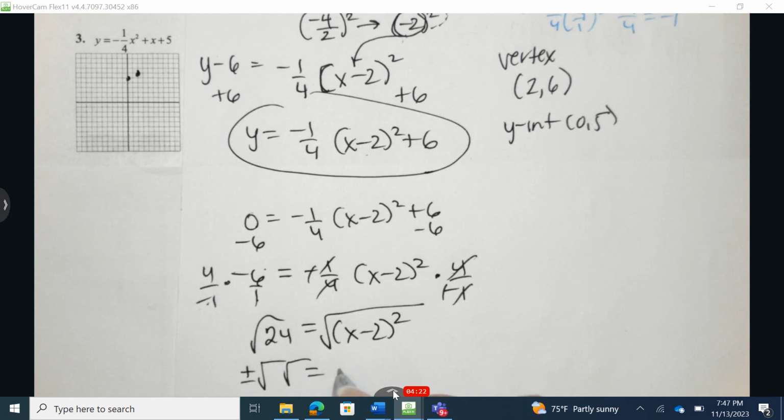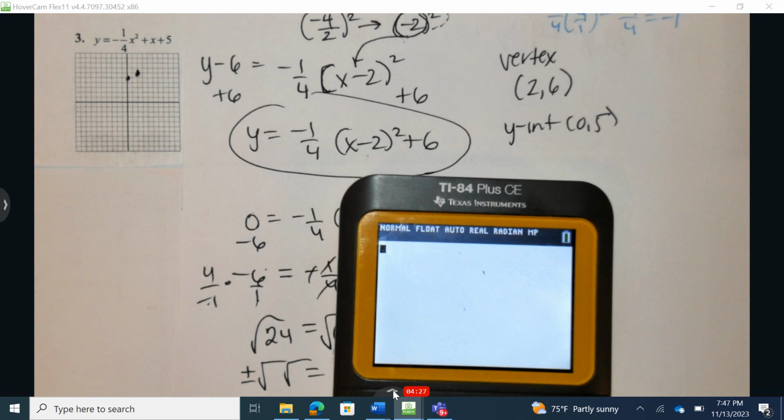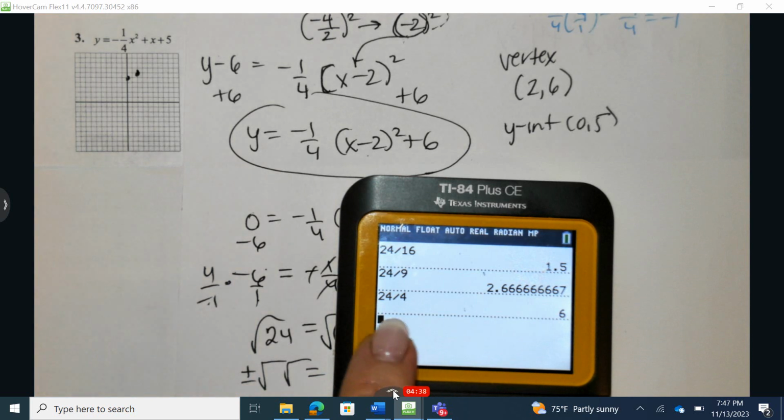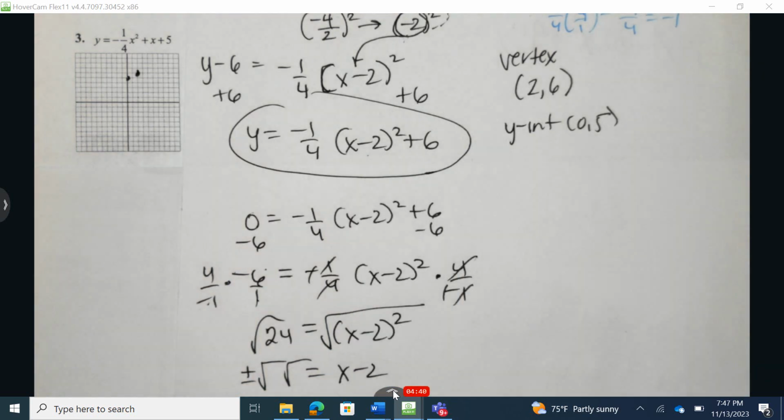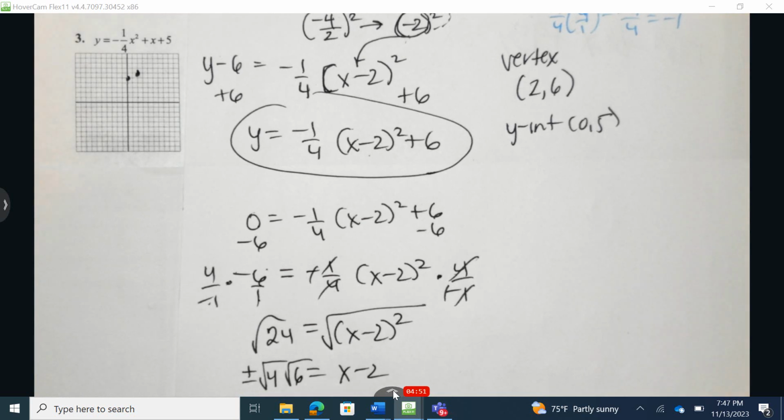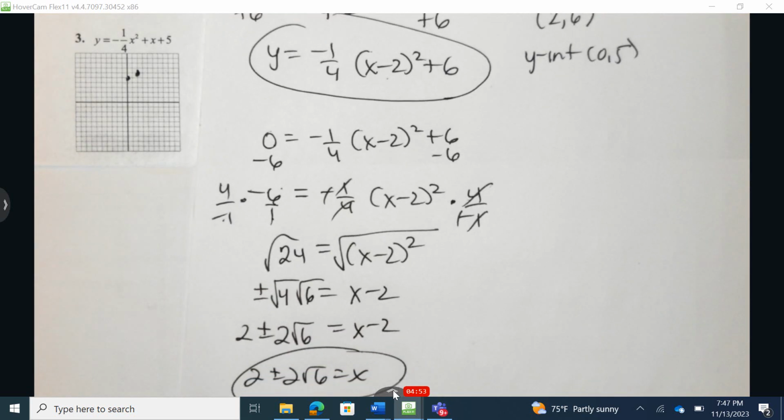And now I'm going to break down the square root of 24. So I'm going through this, and I already know in my head what it is, but we're going to go 24 divided by, and the first perfect square that's below 24 is 16. That doesn't work. 24 divided by 9 doesn't work, but 24 divided by 4 does work. So 24 breaks into 4 times 6. 4 is the perfect square. So 2 square roots of 6, and now we add 2 to the opposite side. I have 2 plus or minus 2 square roots of 6. These are my other two x-intercepts.